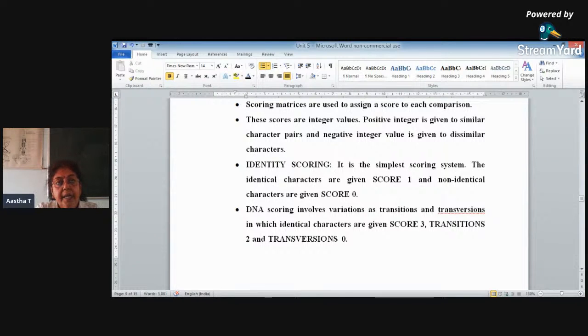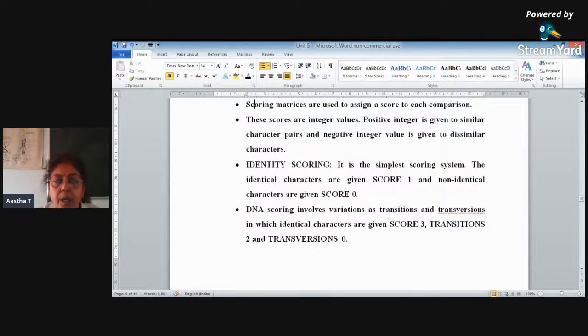किंवा आयडेंटिकल कॅरेक्टर्स असतील, एक सिक्वेन्समध्ये न्यूक्लिक ऍसिडच्या आणि दुसऱ्या सिक्वेन्समध्ये आयडेंटिकल बेसिस दिसून येत असतील तर the score is given as 3. If there is a transition, means if a purine is replaced by another purine, like A is replaced by G, the score is given as 2. If there is a transversion, like A is replaced by C, purine is replaced by pyrimidine, it's a transversion, so the score is given as 0.